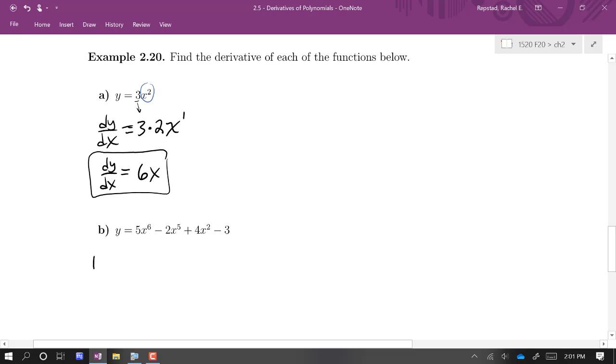So in this case, dy dx is equal to, so I'm bringing down the factor of 5. Use the power rule on x to the 6th. That's 6x to the 5th. Bringing down the minus, the subtraction here, our factor of 2. Now I use the power rule on x to the 5th and get 5x to the 4th. Bring down the plus. Got to bring down that factor of 4 times, and using the power rule on x squared, we get 2x to the 1st, minus, bringing down the subtraction, the derivative of 3, that's a constant, so that's 0.